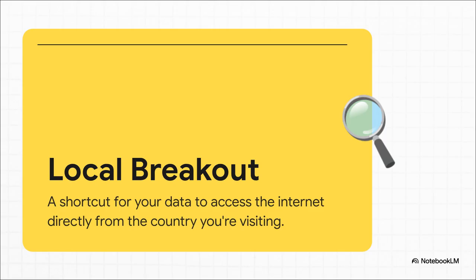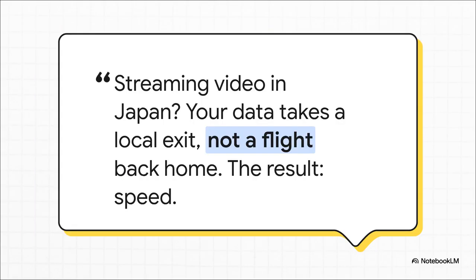5G basically looked at that and said, no way, that's crazy. So with local breakout, your data gets to, well, break out to the internet right there locally from the country you're in. And this right here is why it matters to you. Let's say you're streaming a video in Tokyo. Your data just takes the next local exit onto the internet superhighway right there in Japan. It doesn't have to take a 10-hour flight back home first. And the result? Way less lag, way more speed. This is literally why modern roaming feels so incredibly fast.